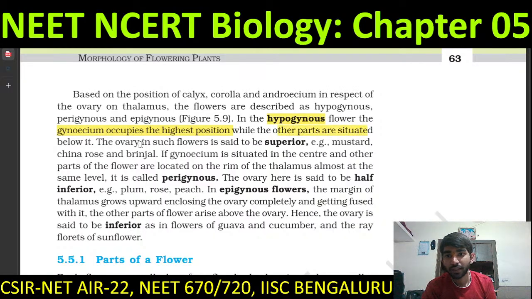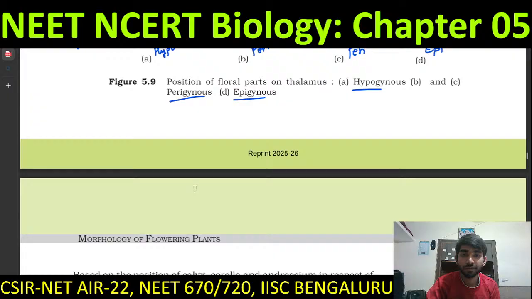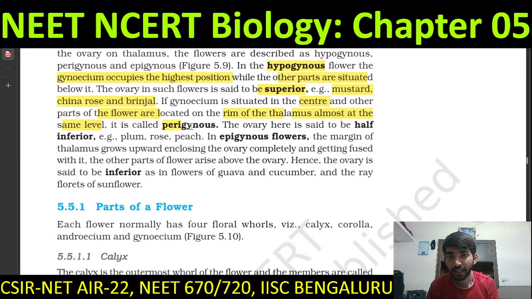Other parts are situated below it, and the ovary in such a case is called superior. The ovary is superior because everything else is below. Easy to remember, very logical, right? If everything is below the ovary, then the ovary will be superior. Examples here are mustard, China rose, brinjal. In perigynous flowers, the gynoecium is situated in the center, and other parts of the flower are located on the rim of the thalamus, almost at the same level. As I showed you, they were almost at the same level as the gynoecium. Then it is called perigynous, and the ovary is called half inferior.